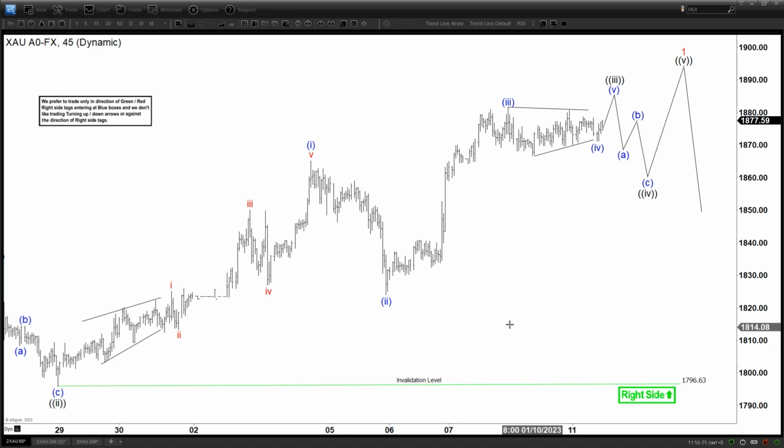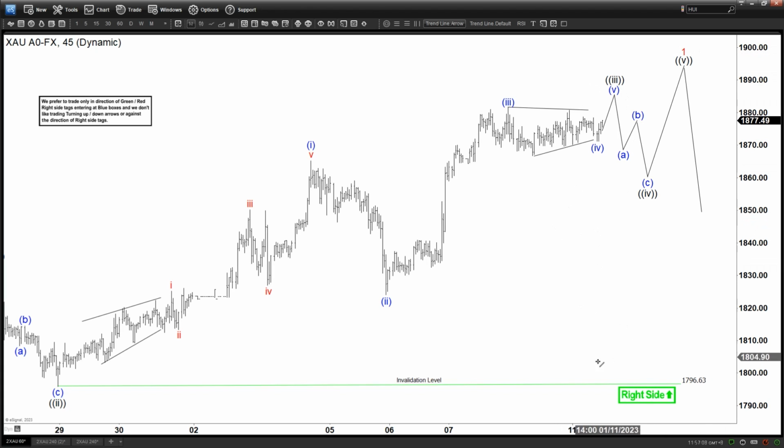And today we're going to be looking at the chart of gold. This is a 45 minutes chart here. Now we can see we ended with 2 in the minute degree at 1796 and now rallying to finish with 3, which subdivides into another 5 waves, 1 2, and this is the minuet degree here, 1 2 3 4, and then now looking for 5 higher. And once this is completed, we will get another 3 waves pullback in the wave 4 and then higher again to finish with 5, and then that will end with 1 in the minor degree here.